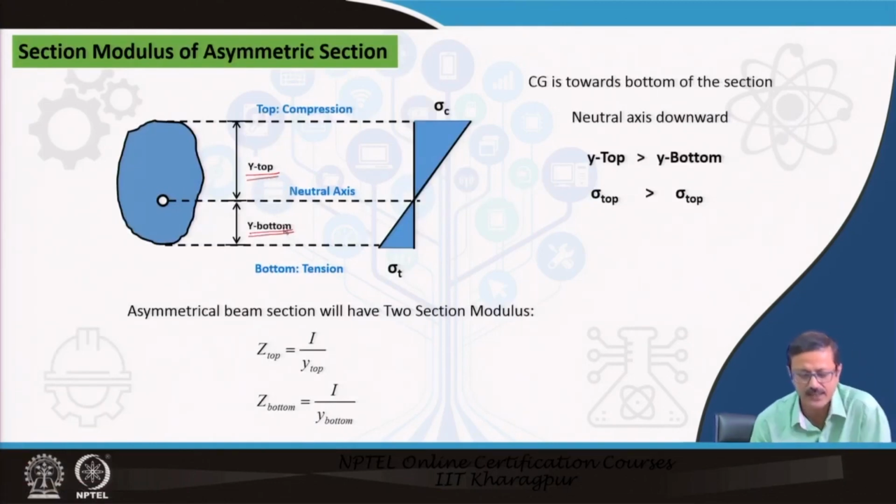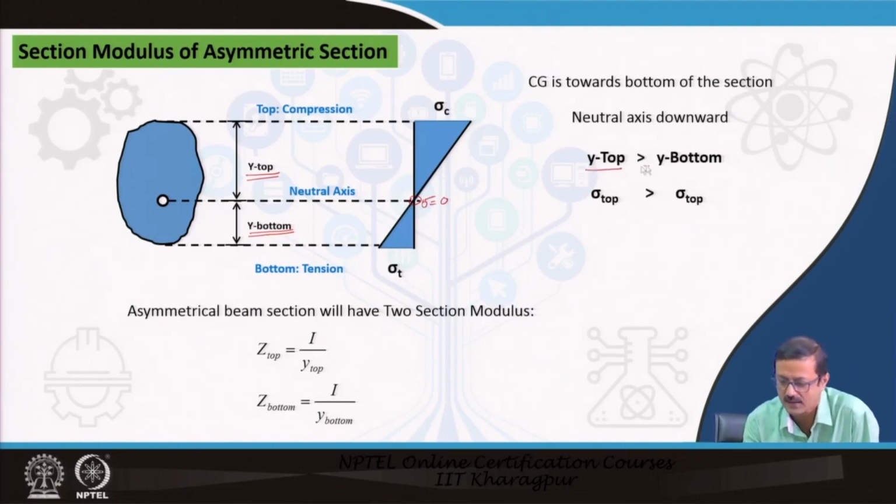So, if there are different values, the pivoting case will be there in the neutral axis. The neutral axis will be where the stress is equal to 0, and this is a straight line. Okay. So, as the Y top is higher than the Y bottom, then the sigma top will be higher than the sigma bottom.